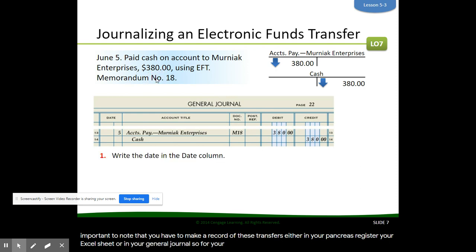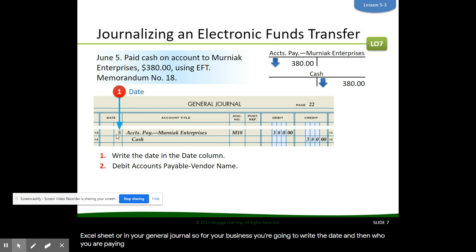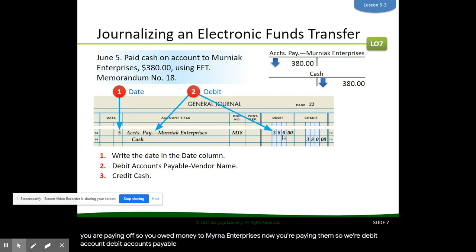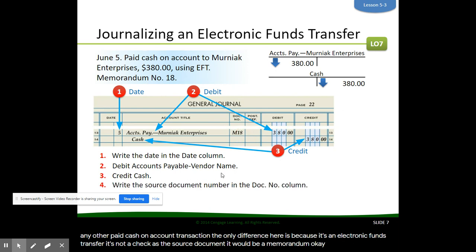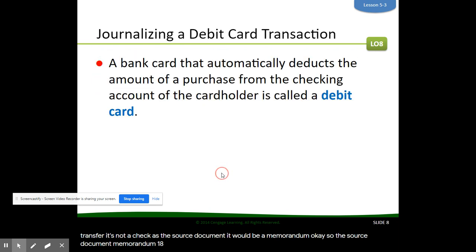So, for your business, you're going to write the date, and then who you are paying off. So, you owed money to Murnick Enterprises. Now you're paying them. So, we're debiting accounts payable. Our cash is coming directly out of our account. So, this would be similar as any other pay cash on account transaction. The only difference here is because it's an electronic funds transfer, it's not a check as a source document. It would be a memorandum. Okay, so the source document, memorandum 18.